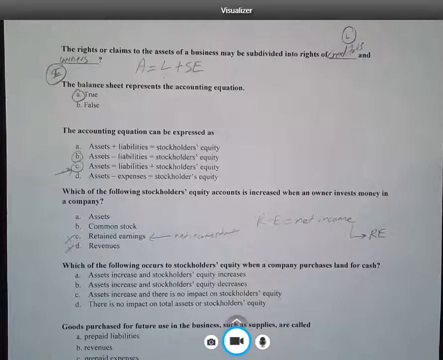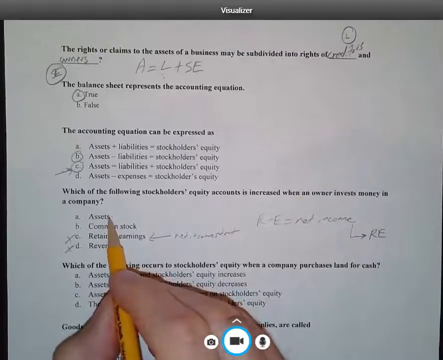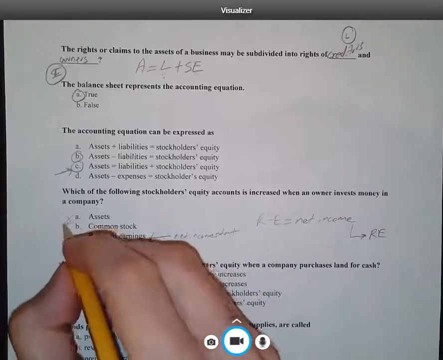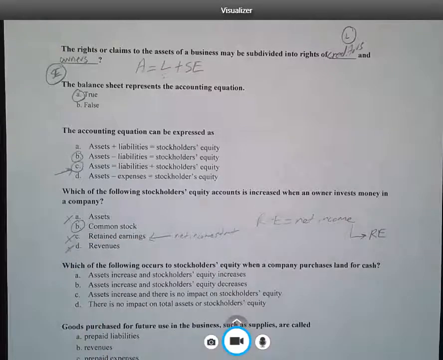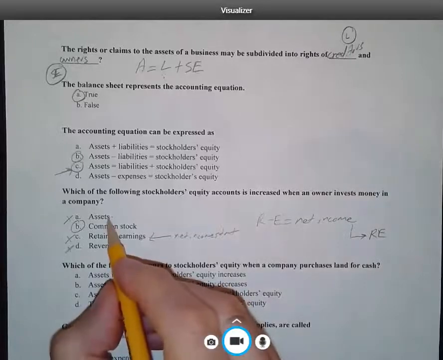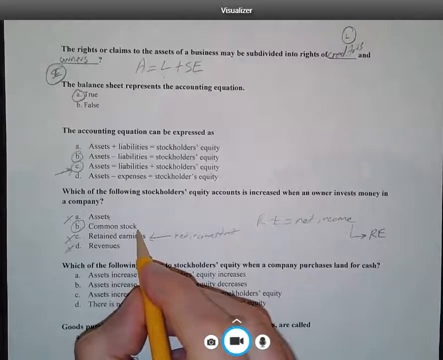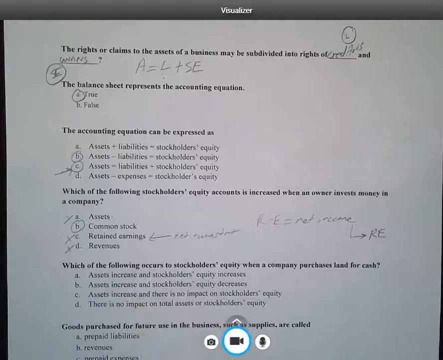Do the assets of the company go up when an owner invests money? Yes, they do. But assets are assets. They're not part of stockholders' equity. Those are two separate sections. A is wrong. B is correct. If you recall our little example with Net Solutions, the owner invested $25,000 into a business account, and the business got an increase in assets of $25,000, but the owner got common stock, so common stock went essentially from 0 to $25,000. So choice B is our answer.